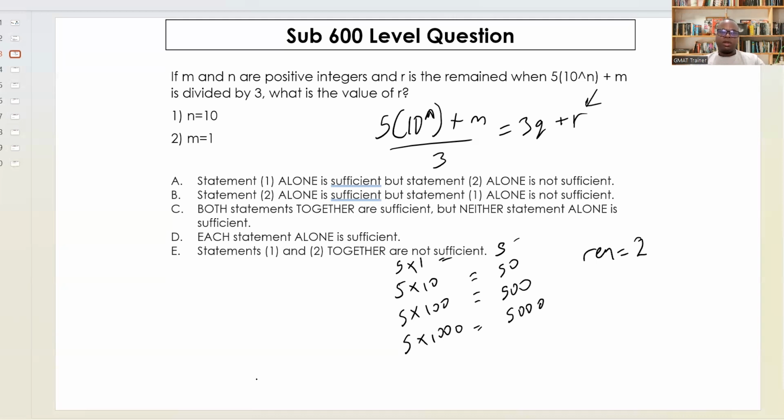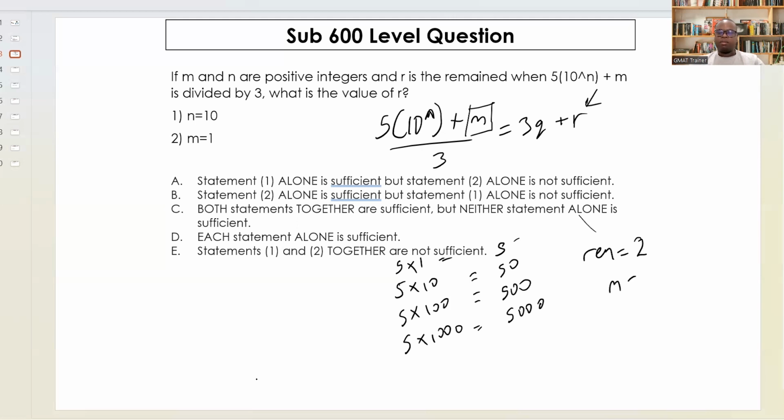Which means what will determine the value of the ultimate remainder is this other part here, the m value. That is what will determine the value of what our number is. So that is what we'll go for. So now we need to find out what is the value of m.